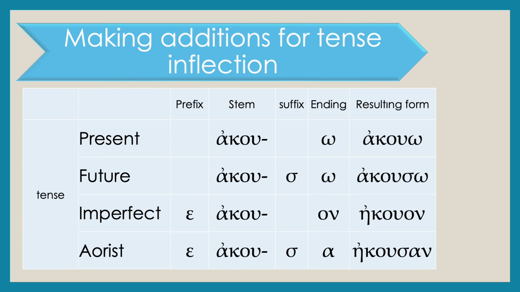Let's take a look also at another example that begins with a vowel, the verb to hear. Akuo, I hear. Akuso, I will hear. And then because the epsilon is joining on to a vowel that elongates it, we get an eta. So eekuon, I was hearing. And akusa for I heard.